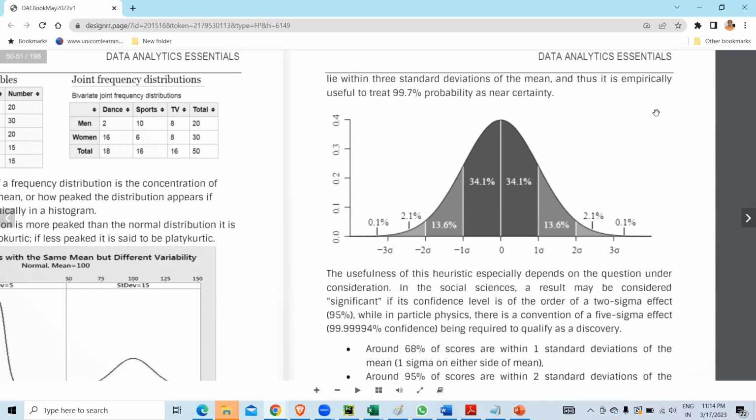I think the screen is zoomed in. I don't really... Oh, okay. Yeah, I'm able to see it. So we're talking about the same graph, right? Yes, yes. Okay.